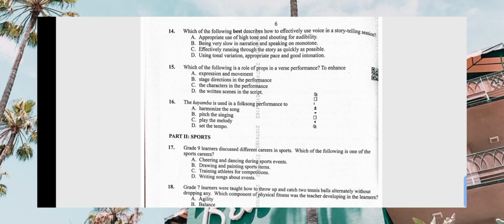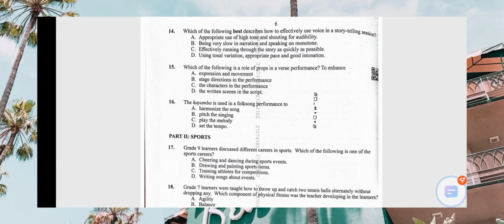Role of props in a verse. Role of props, let's start with A, expression and movement. Yeah, that one gives the good definition. Stage directions, no. The characters in performance, no. The written scenes in the script, that is wrong as well. The correct answer for number 15 is A, which is expression and movement.